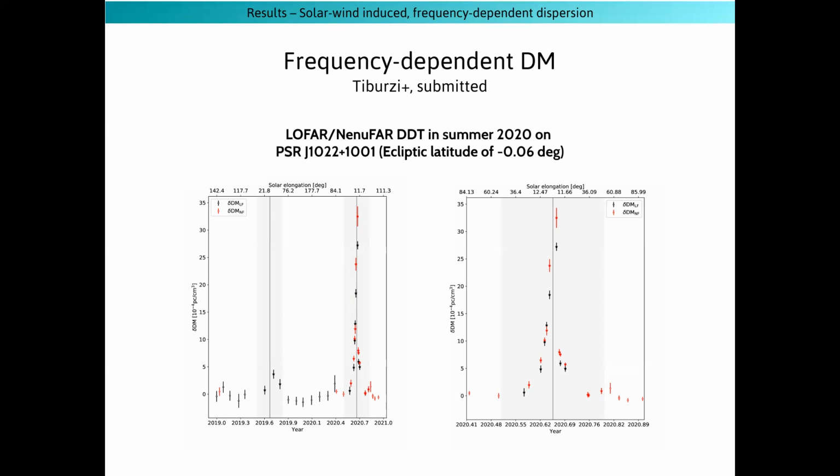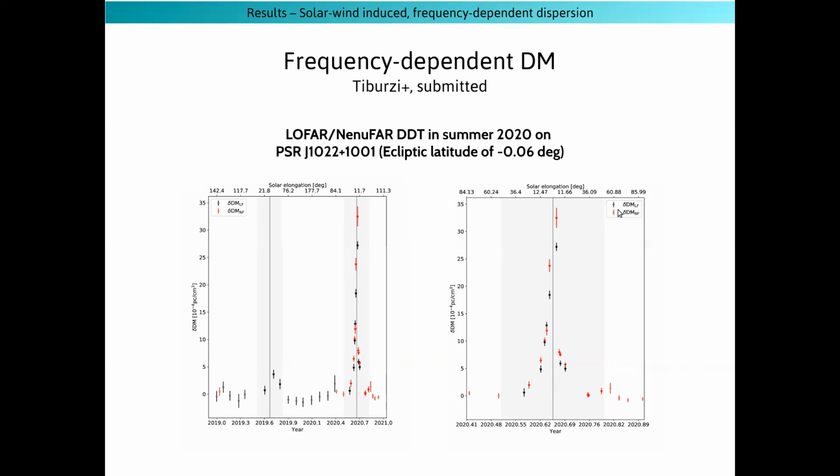So we have obtained a simultaneous data set on this pulsar, 1022+1001, that is a very ecliptic one, with LOFAR and NenuFAR, searching for frequency-dependent DM. And indeed we have detected it exactly at the closest approach to the Sun, marked by this gray line. You can see here the discrepancy in the DM between NenuFAR in red and LOFAR in black.